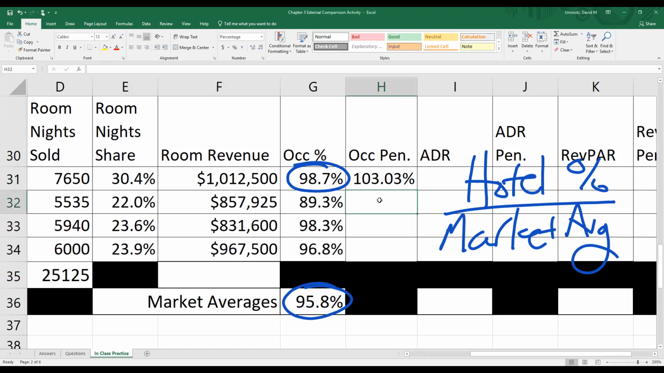Okay. So let's do the same thing for the next 3. So now we're going to do 89.3 divided by that same 95.8. That denominator stays the same. The bottom number stays the same, 95.8, in all of these.